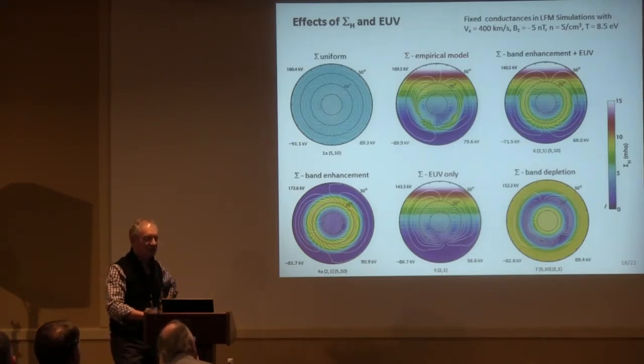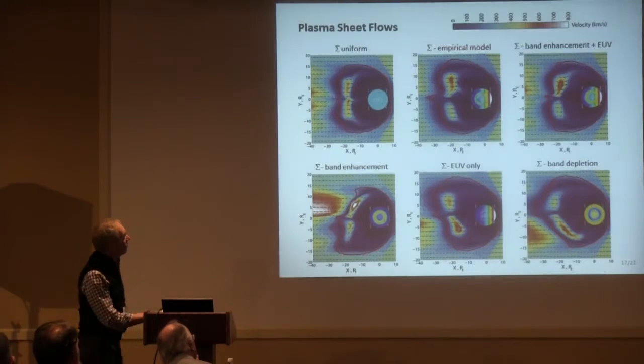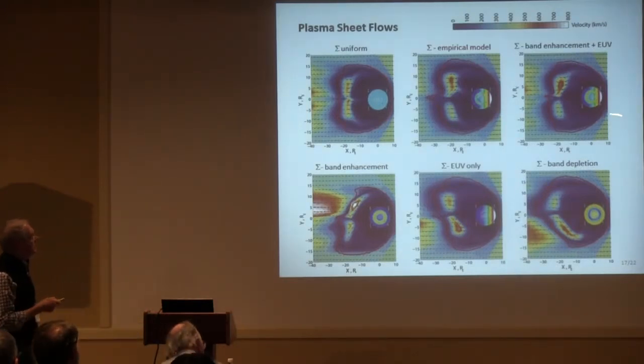What does it mean for the magnetosphere? Okay, so now we go into the plasma sheet, and these are the same 6 cases here.